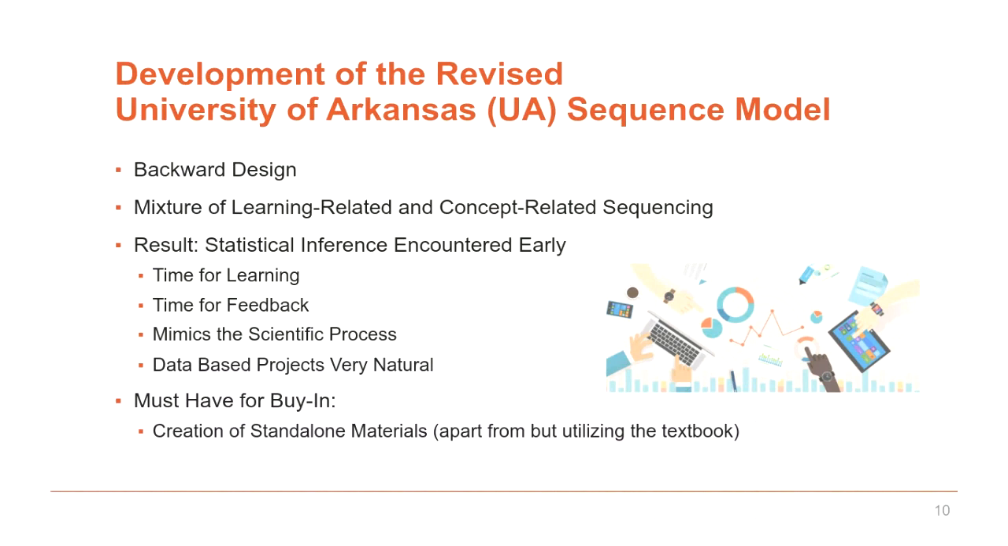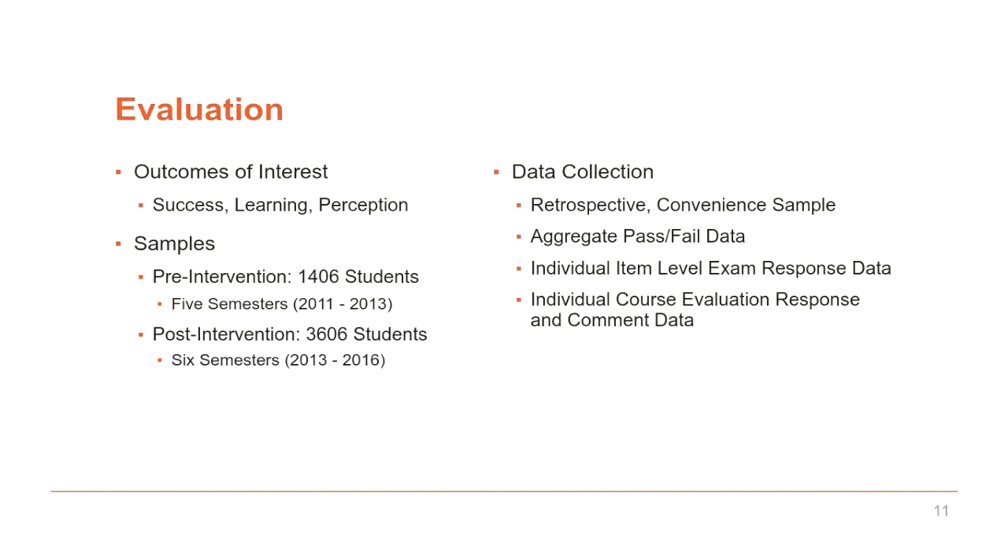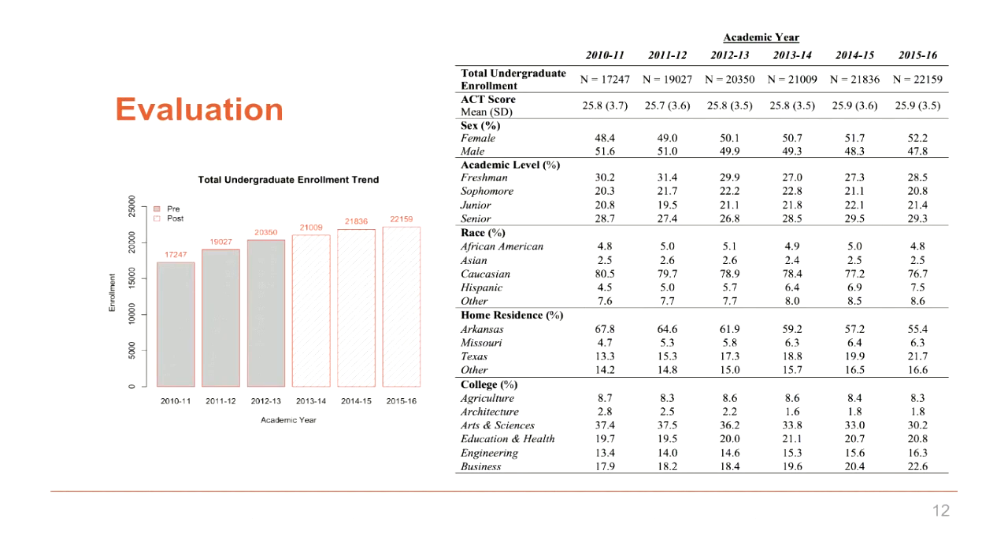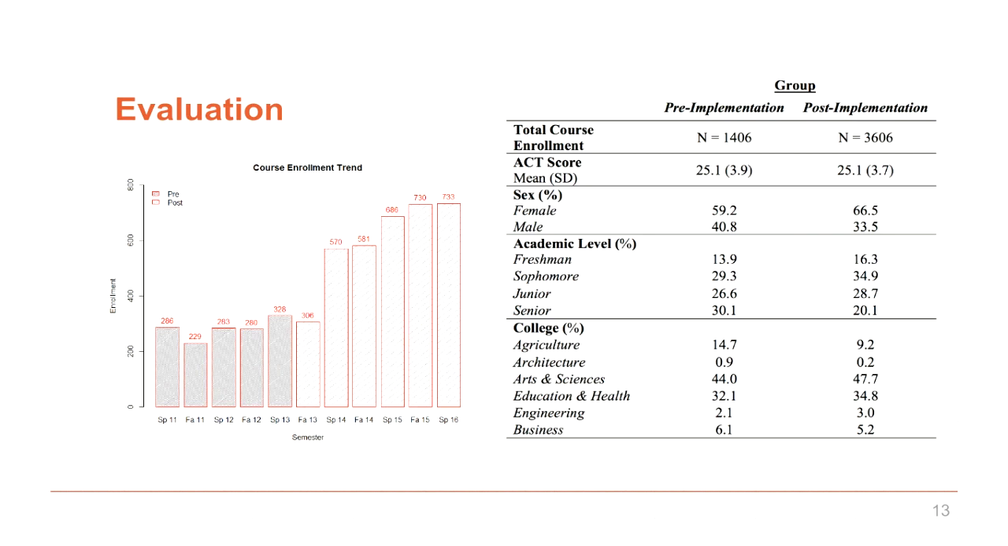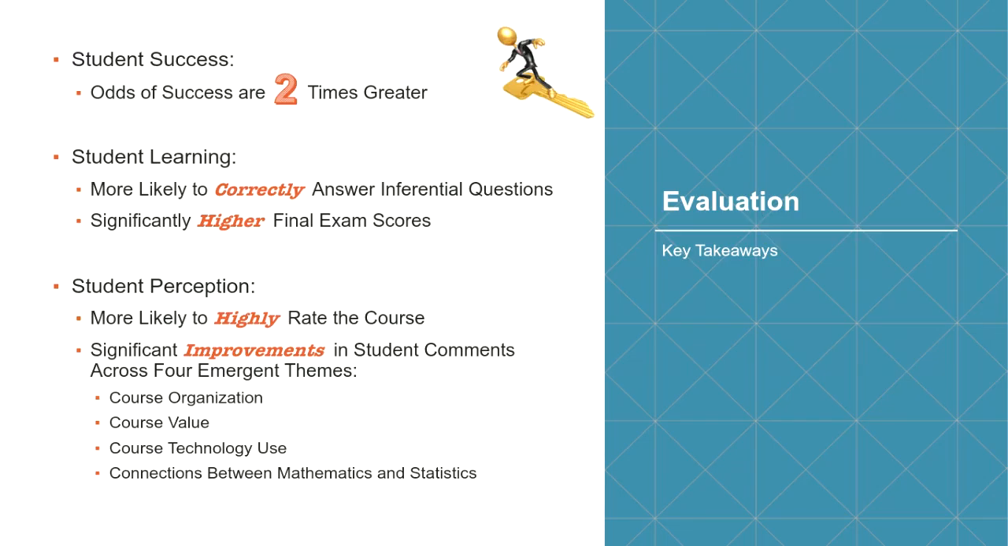We continued technology. You have to have buy-in, though. It helped for us because we had a coordinated course, but to have buy-in for instructors, it helps to have a creation of standalone materials that are apart but still utilizing the textbook. And as far as evaluation, we went ahead and evaluated that our enrollment overall at the university had increased greatly. It also had increased greatly in our course, but ACT scores remained relatively similar, and you can read further details about that in a paper I will cite.